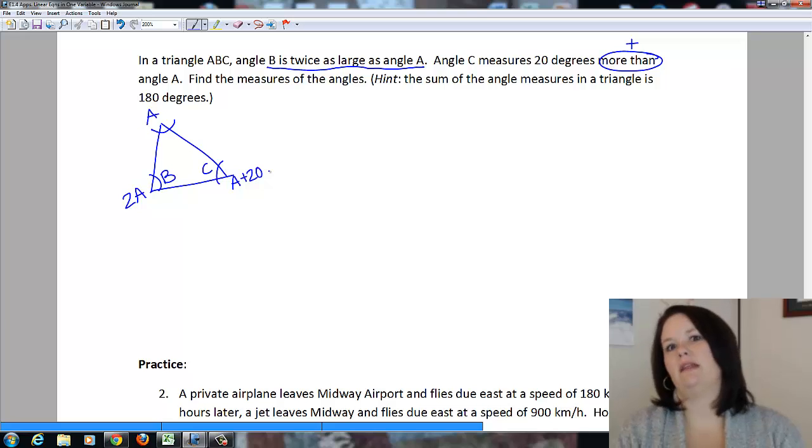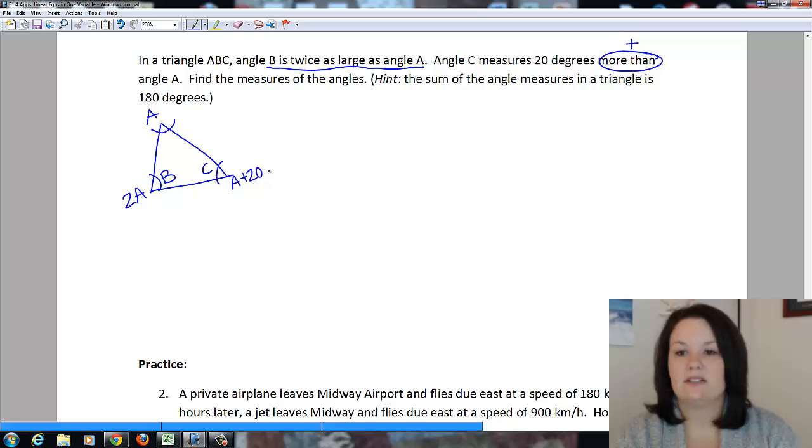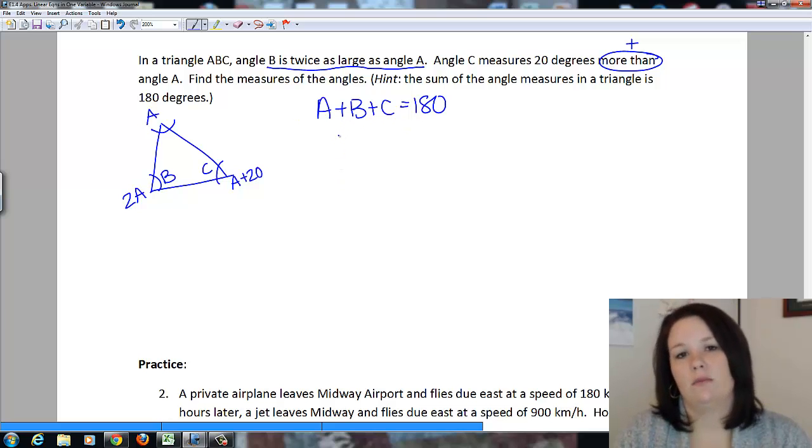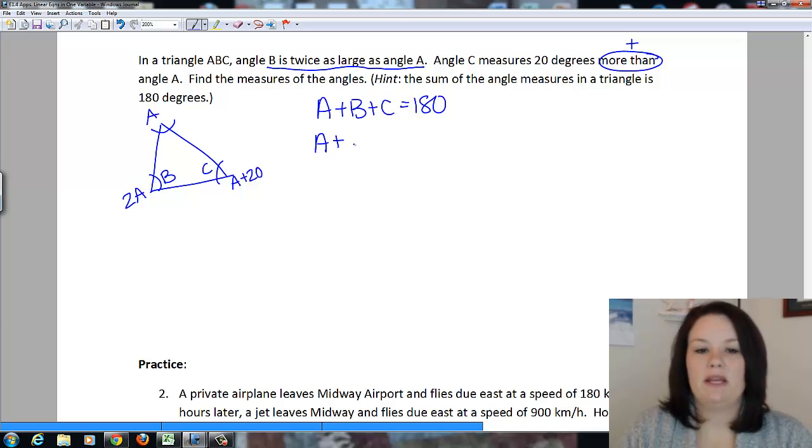I need some way that they are related, or some way I can come up with an equation. Notice my hint here says the sum of the angle measures in a triangle is 180 degrees. What that means is if I add up all the angles, it should equal 180. So I'm going to do A plus B plus C equals 180, and then I'm just going to plug in what I know my relationships are between B and A and C and A. So A stays the same, B is the same as 2A, and C is the same as A plus 20.